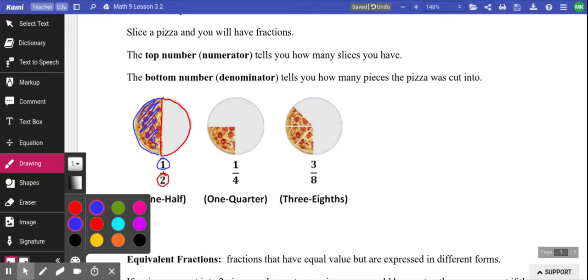If you look at the second pizza, it's been broken up into 4 sections. 1, 2, 3, 4. That's why the bottom number is 4. And the number of pieces you have would go on the top. In this case, there's only 1 piece you have.